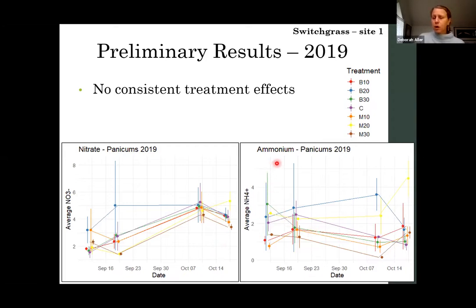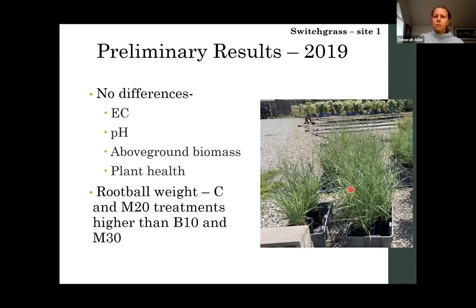And if we look over here on the right for ammonium leaching, average loss here, we can see that the mixed biochar at 30% had low leaching. But then we look at our mixed rate at 20% by the yellow line here, and it's above a control. So we're seeing a lot of variability here.